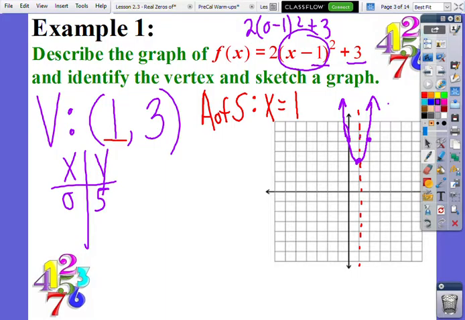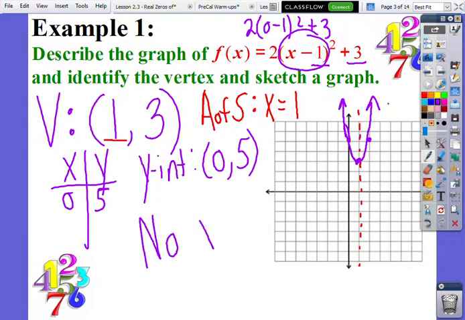Now, also notice some other information I can see here. I can see that my y-intercept is the point 0, 5. Didn't ask, but I can see it. I can also see that I have no x-intercepts in this particular case. So there are none there.